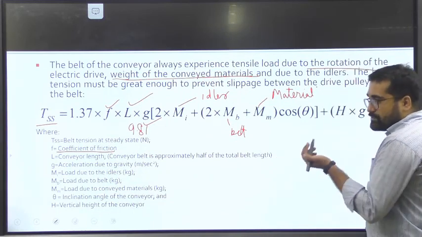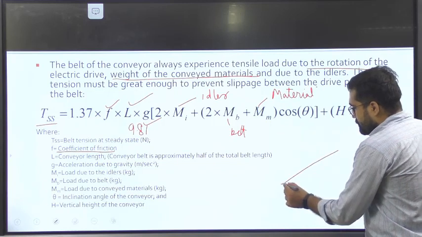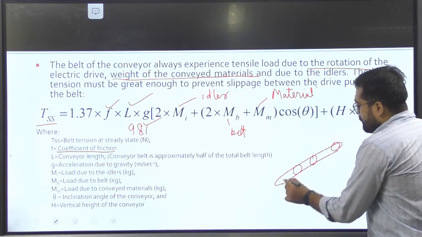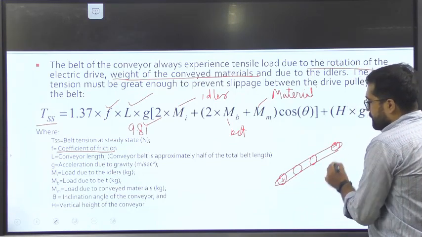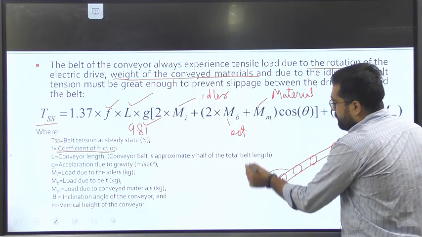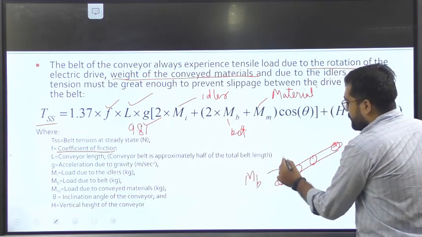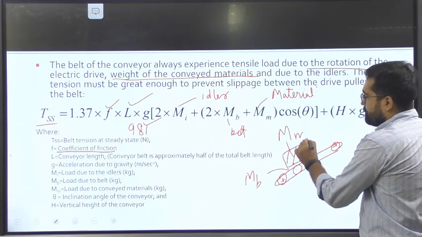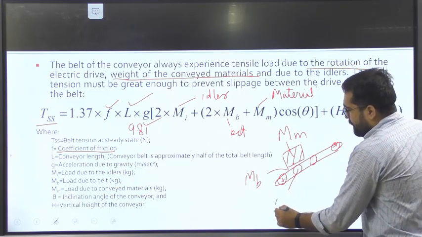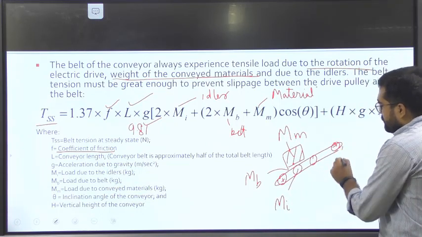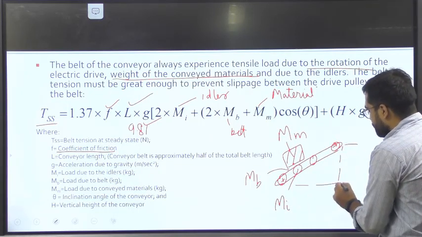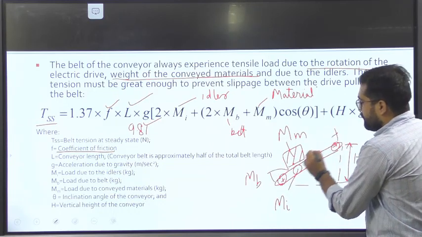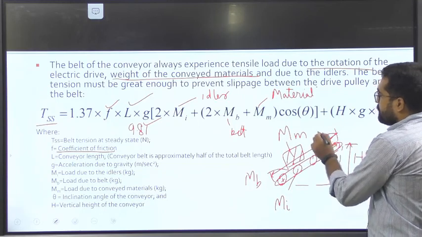Okay, suppose this is our belt on which we have idlers, two idlers, and the pulleys. The weight of the belt will be given by Mb. This is our material on it, given by Mm. The weight of the idlers will be given by Mi. This is the height we are going to cover, H. This is the length of the conveyor which we are going to achieve, that is L.